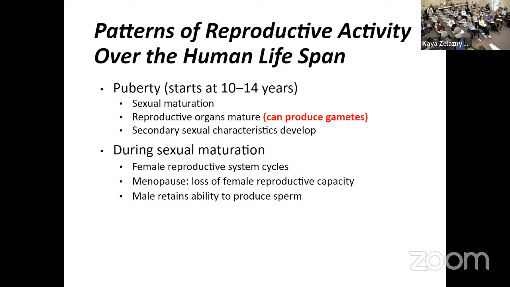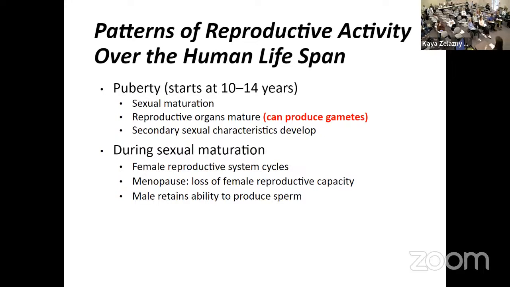Okay? And this is the point at which secondary sexual characteristics will start to develop. So those are the more visible kind of accessory sexual characteristics of the body. So not the reproductive tract itself, but things like vocal changes, changes in breast tissue, changes in hair growth, things like that.